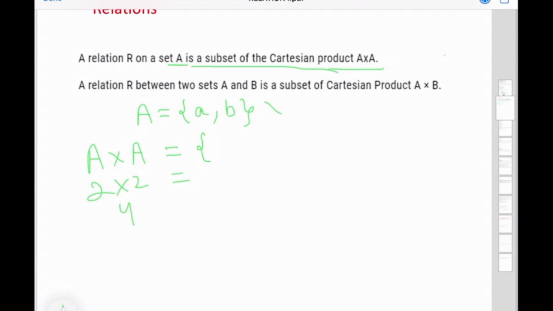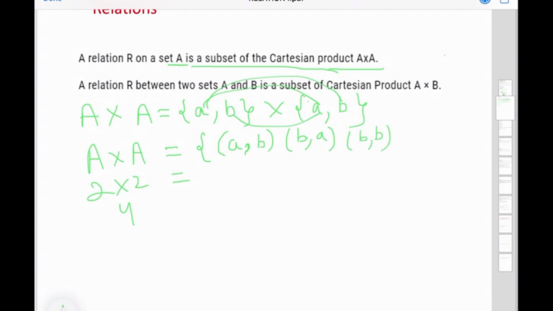So when you are finding A cross A, it will be like this. Here you will get the elements in ordered pairs. The first one will be (a, a), then (a, b). I'm writing the second one: (b, a), and then you will get (b, b). This one I missed, so that one will be (a, b).